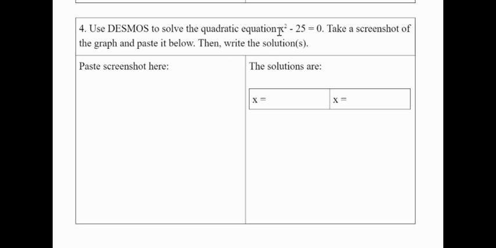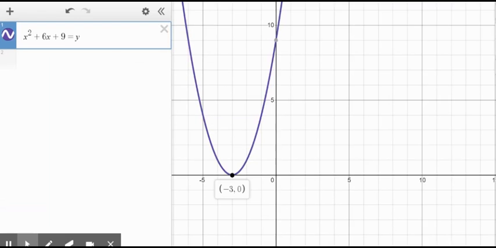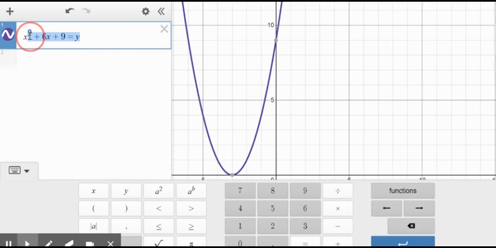Again, we're asked to use Desmos to solve this equation. So I'm going to take this equation right here. I'm going to copy it and then paste it into Desmos.